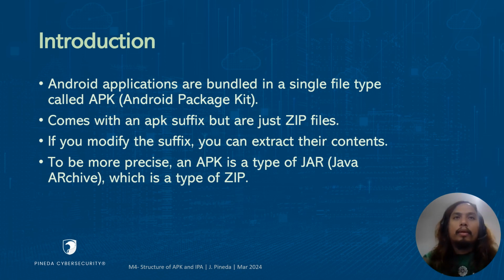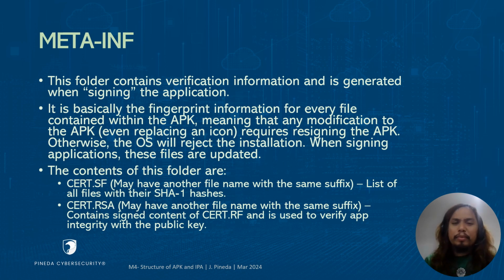Once you have extracted the APK, you will find different files there, and we'll be talking about some of the common ones. The first would be the META-INF. This is the folder that contains the verification information, and it is generated when signing the application. This particular folder is concerned with the integrity of the app.